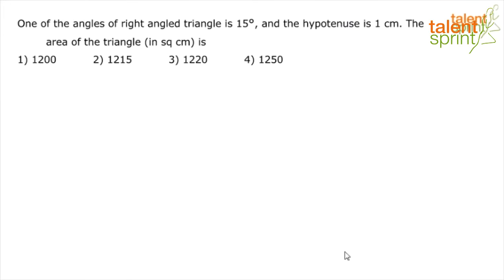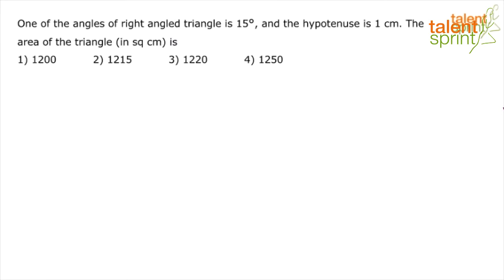So try this out now. There's nothing missing here. So here's the question. One of the angles of a right angle triangle is 15 degrees and the hypotenuse is 1 centimeter. Then what is the area of the triangle? Yeah, it should be in square centimeters. Kuldeep Mishra has marked the answer as option 1, 1200. Waiting for others to respond.